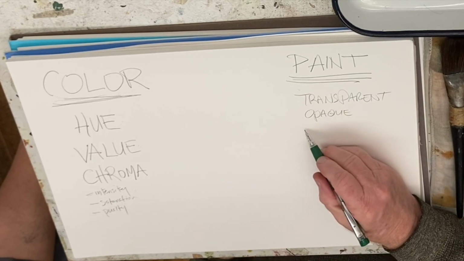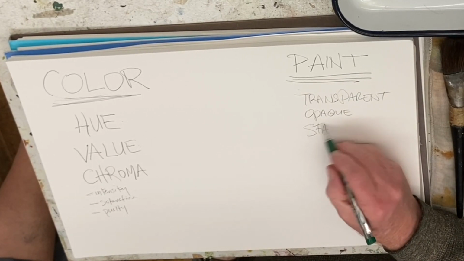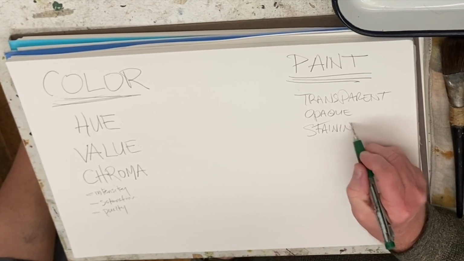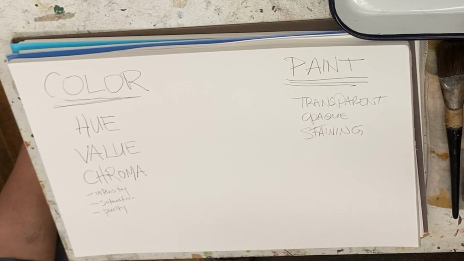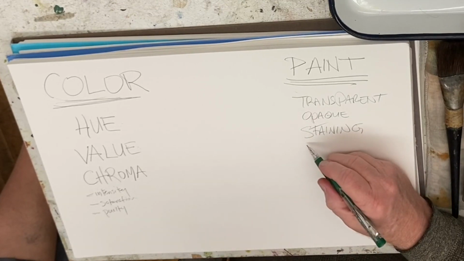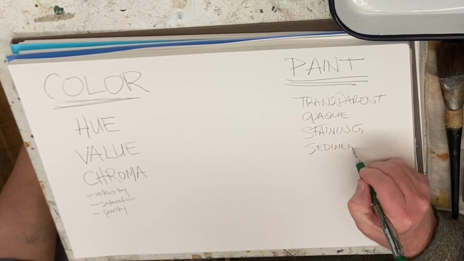Okay, is it staining? Meaning, will it stain my fabric? If the color doesn't wash out, it must be staining the fabric. If it washes off, it is transient. It will fall apart. That is usually called sedimentary. It's just sitting on the surface.